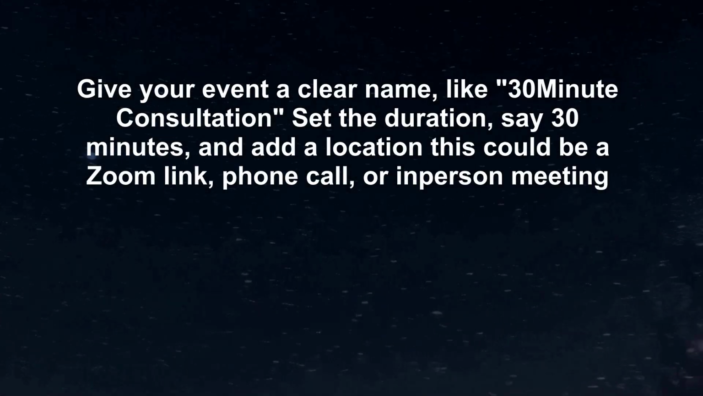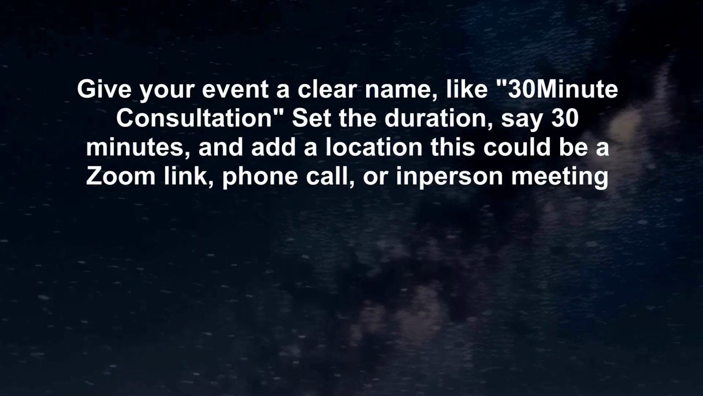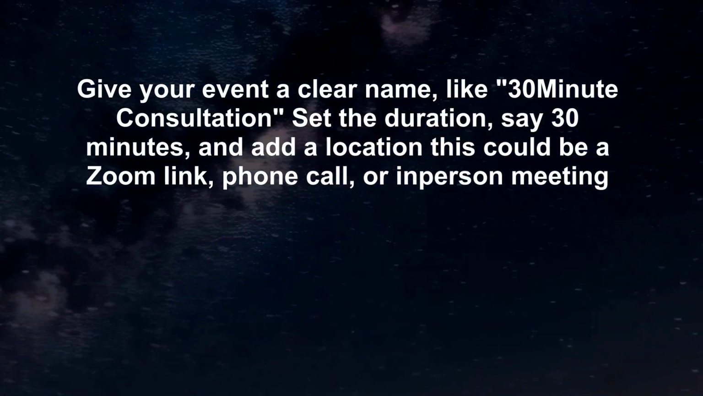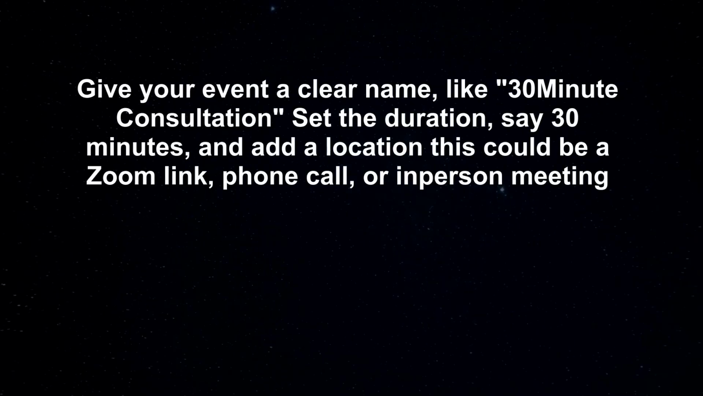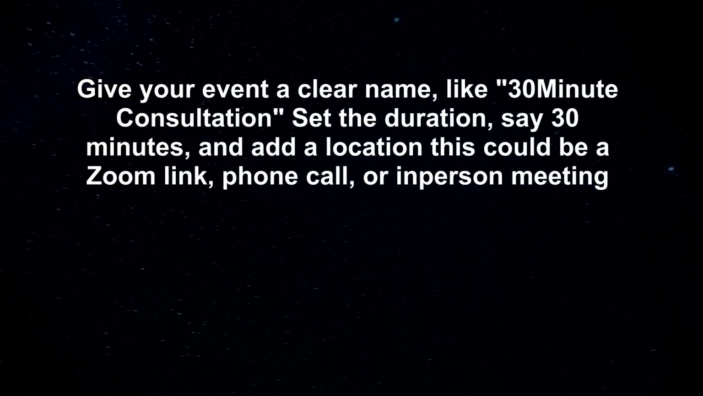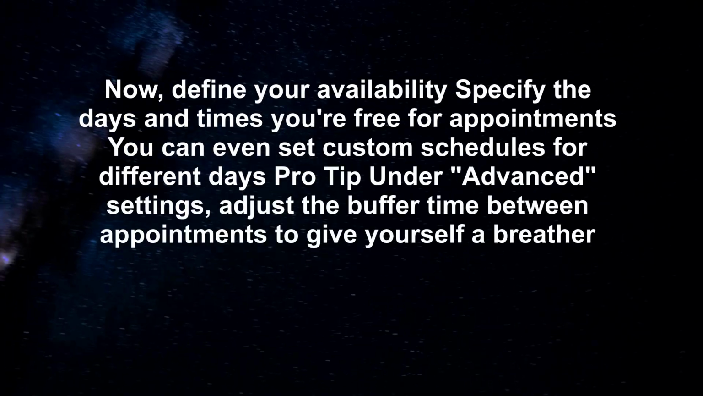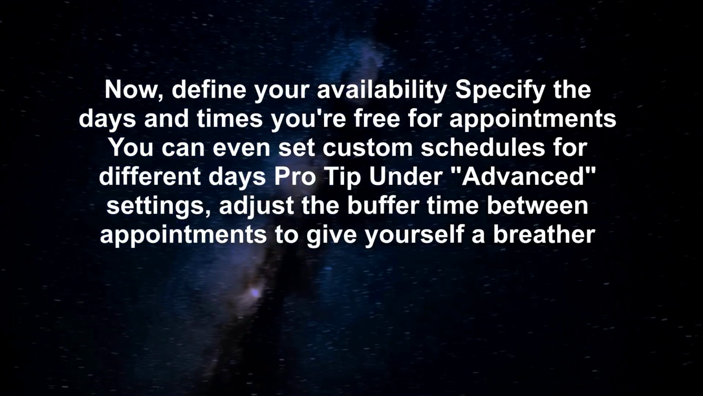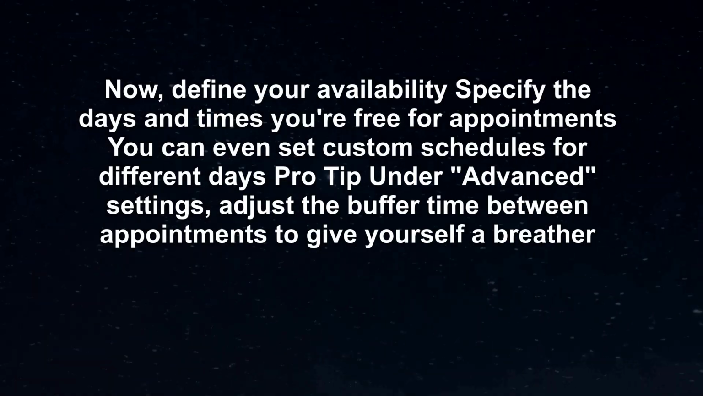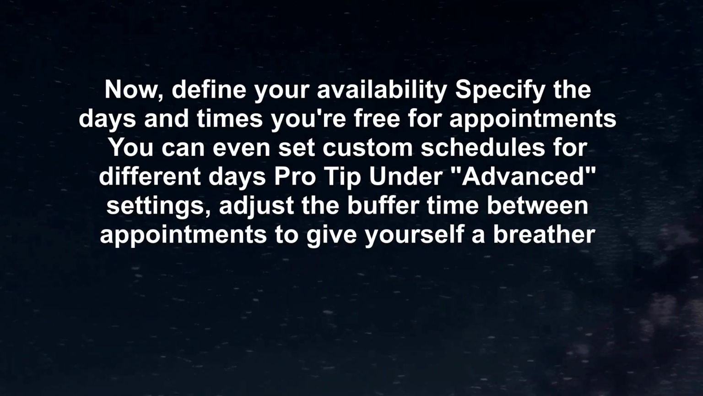Give your event a clear name, like 30-minute consultation. Set the duration, say 30 minutes, and add a location. This could be a Zoom link, phone call, or in-person meeting. Now define your availability. Specify the days and times you're free for appointments. You can even set custom schedules for different days.